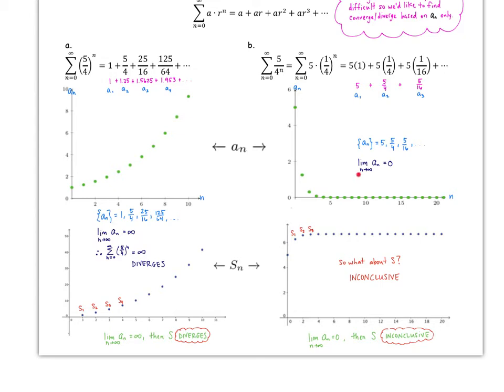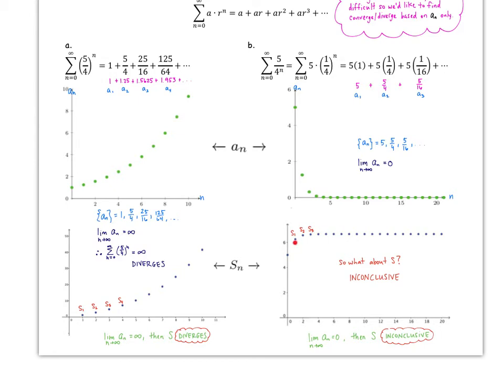So the limit of that sequence as n goes to infinity is going to 0. But what about the sum? Now remember, the sum is we're adding up all of these terms. So what can we say about that sum?